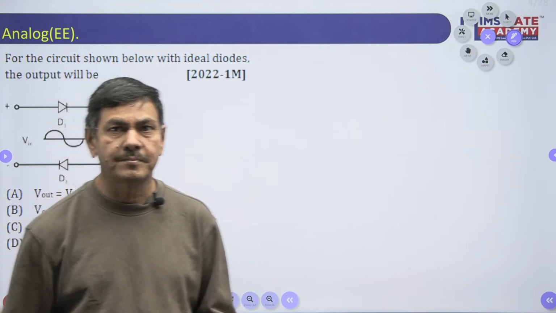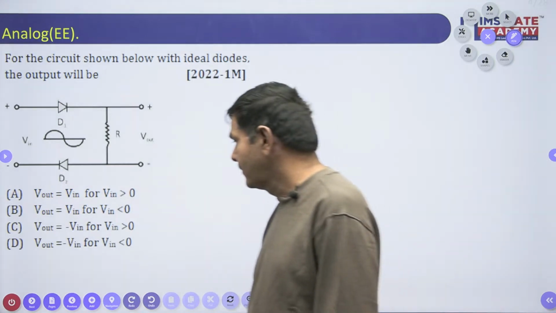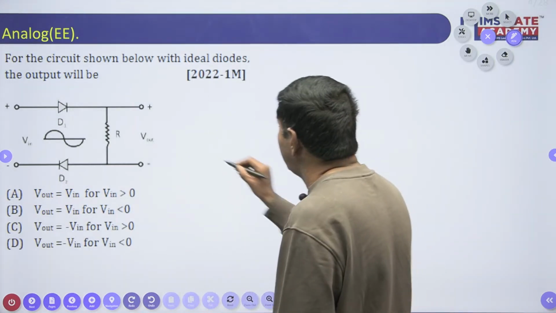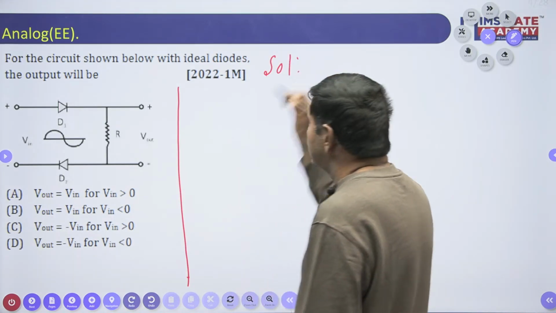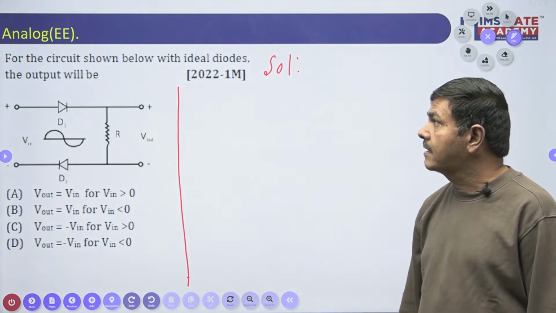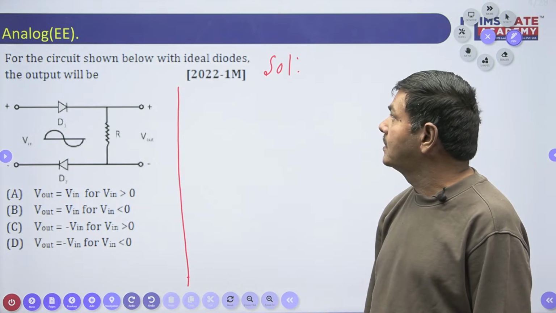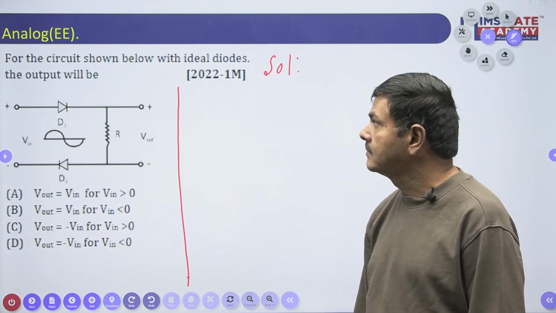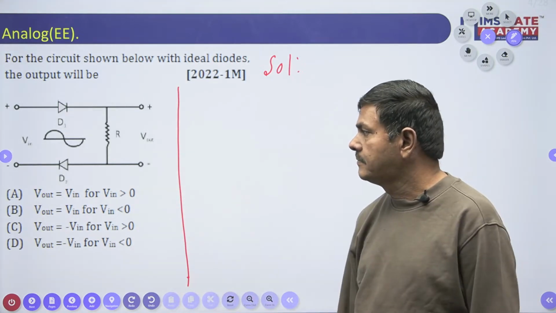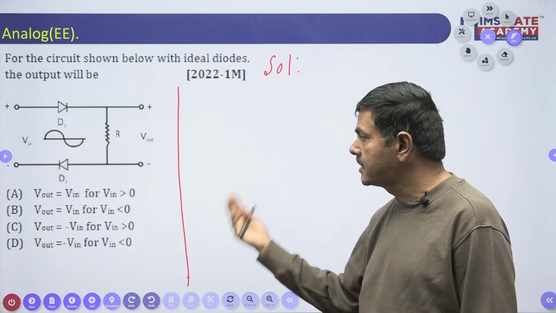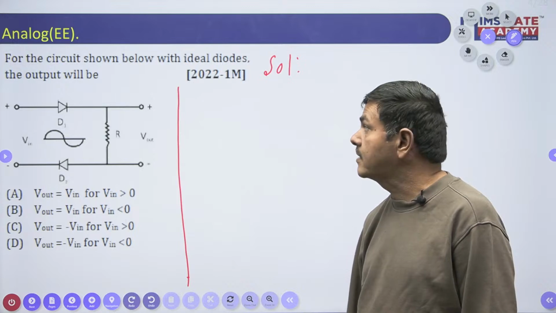Yes, I will do it now. Please watch how I am going to do this question. First of all, we can see what the problem is asking. For the circuit shown below with ideal diodes, the output will be, four options are given. The output voltage is given, and also whether Vin is greater than 0 or less than 0. Which option is correct is being asked.